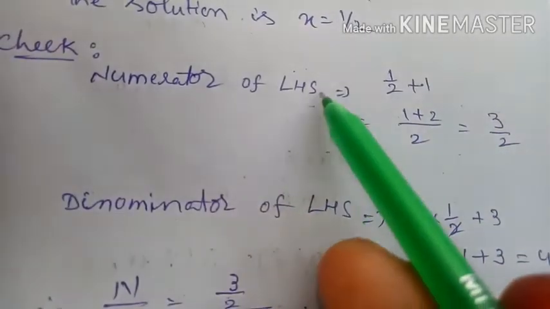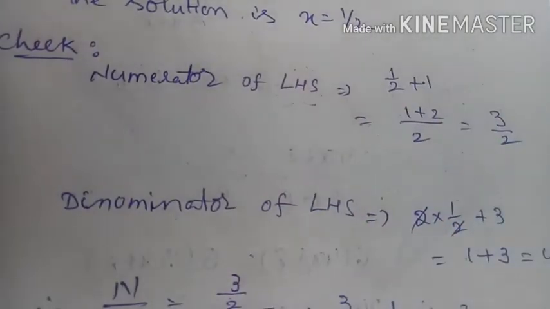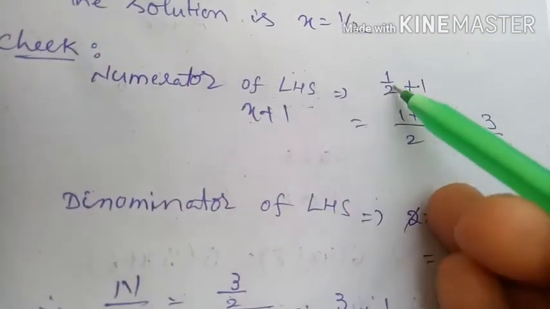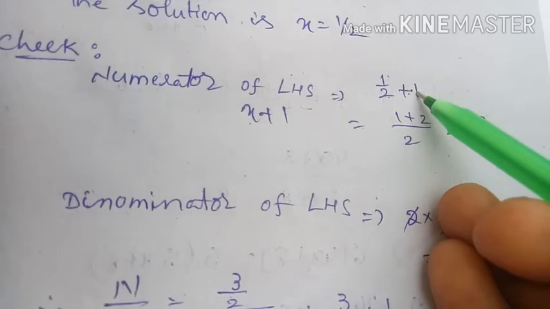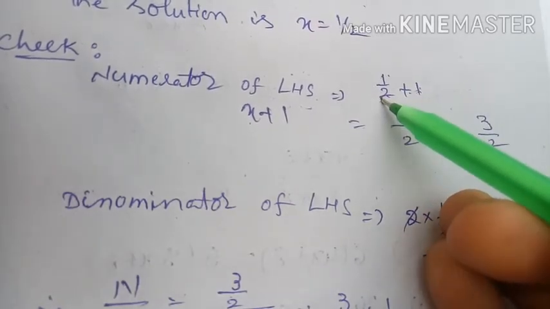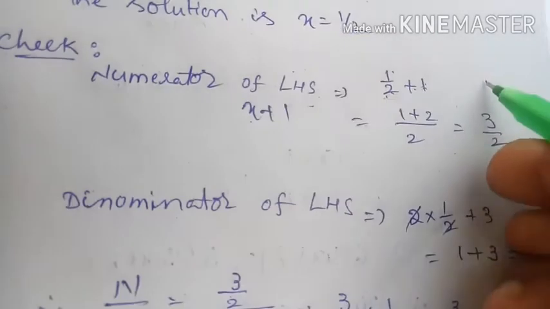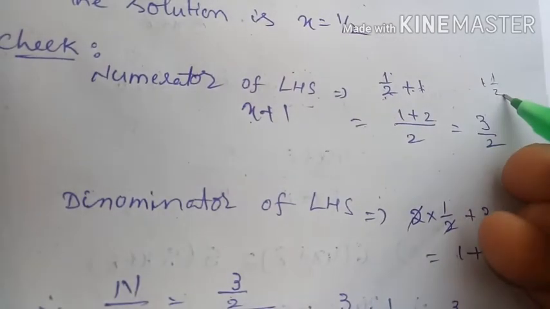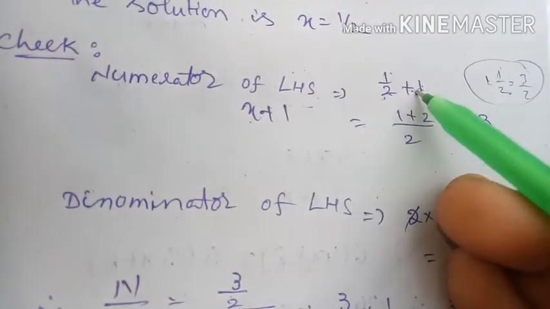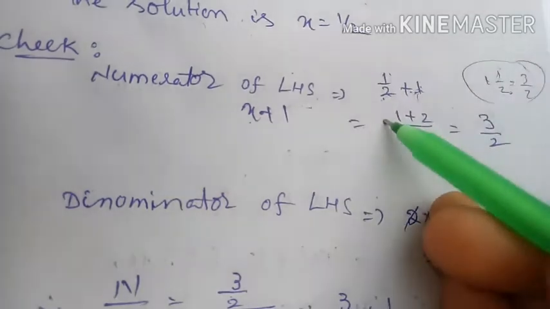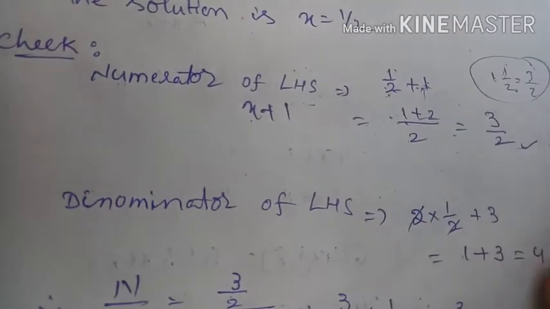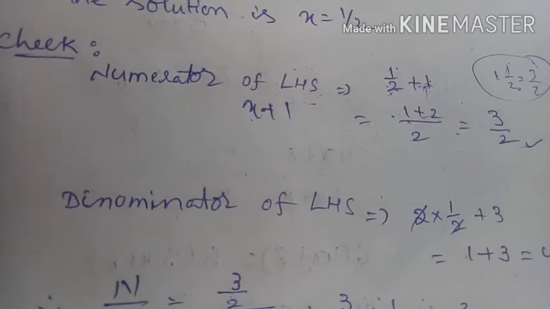So the numerator of the LHS is x plus 1. So what is x? 1 by 2 plus 1. 1 plus half is called 1 and a half. 1 and a half means 3 by 2. Just like 1 and a half: 1 twos are 2 plus 1, that is equal to 3 by 2. Otherwise you have to take the LCM: 1 plus 2, that is equal to 3 by 2. 3 by 2 is our numerator value.